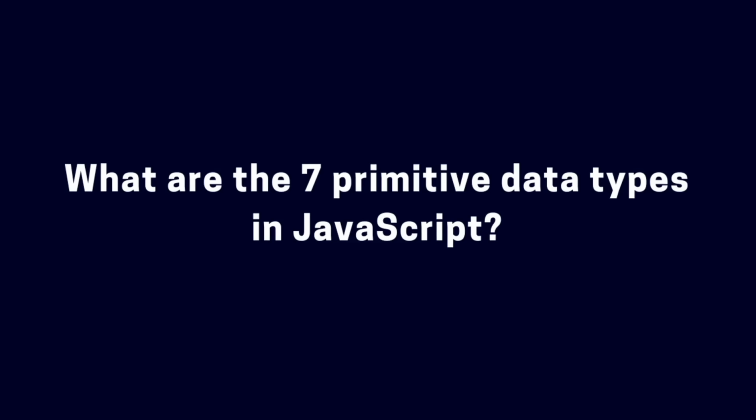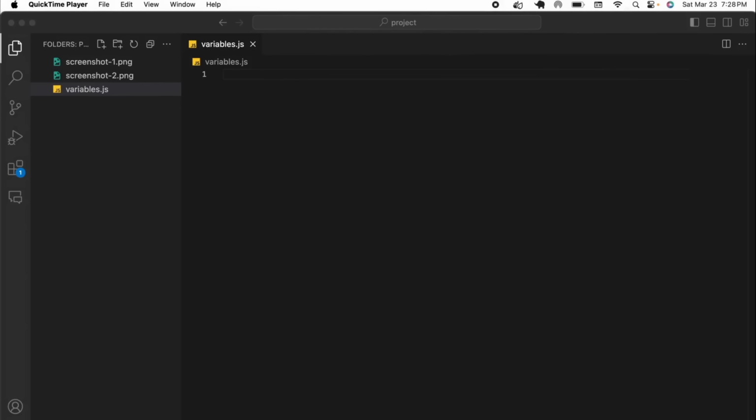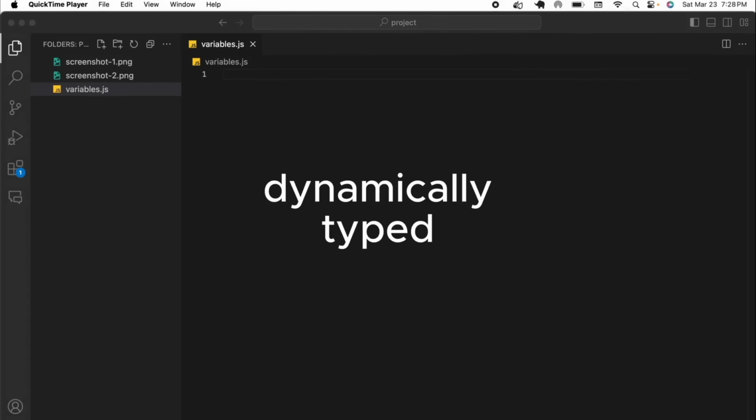The 7 primitive data types are string, number, boolean, big int, undefined, null, and symbol. Programming languages that allow you to initialize a variable to a data type and then reassign it to a different data type are known as dynamically typed.